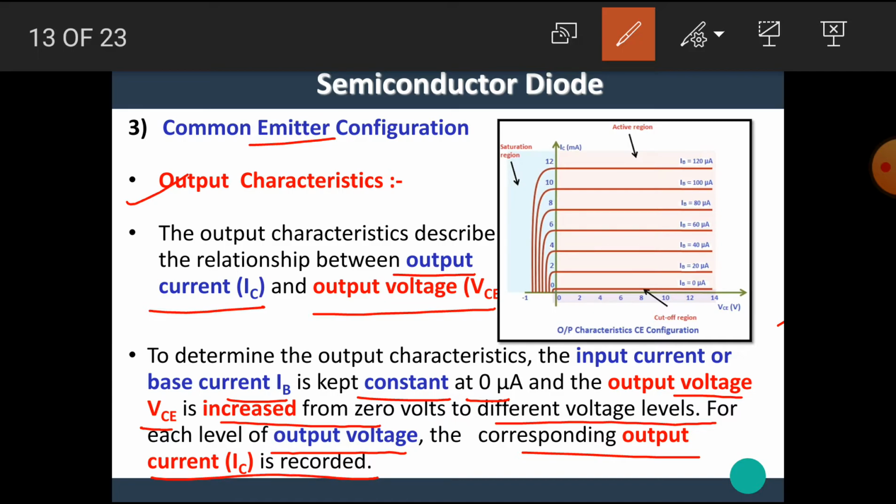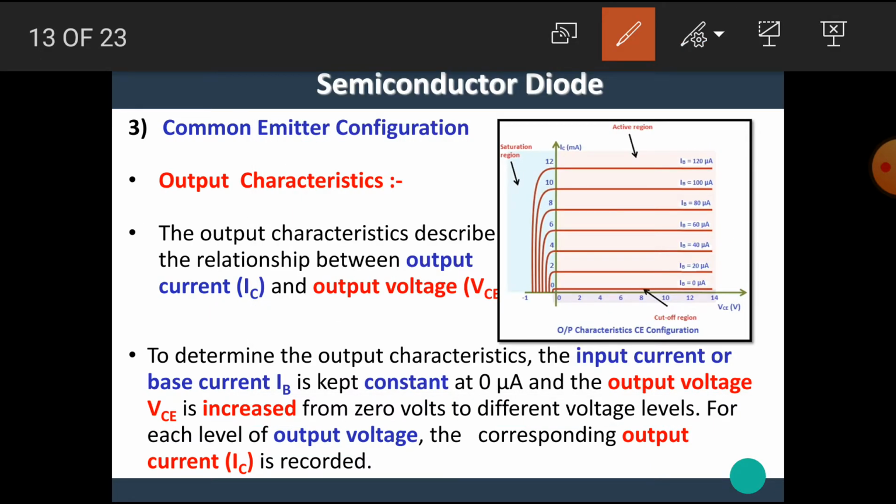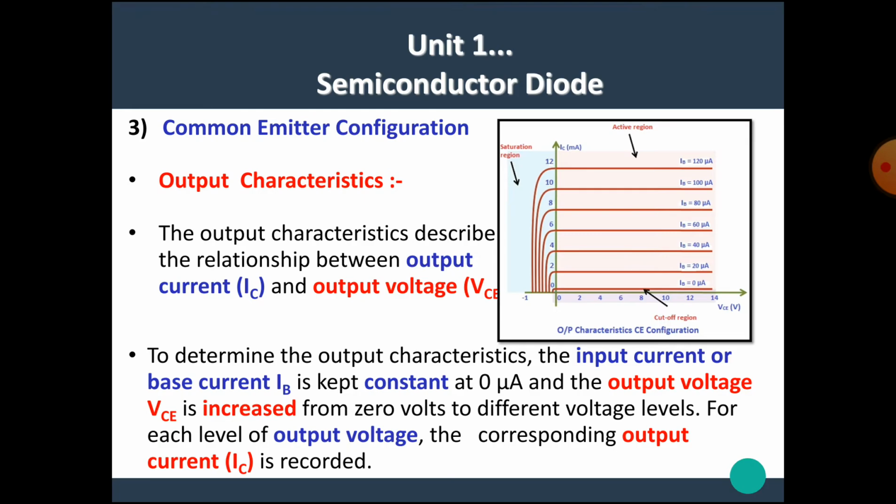That means the output characteristics is the graph of output current versus output voltage, while the input current is kept constant. The first case is 0 microampere, second is 20 microampere, third is 40 microampere, and for each constant value of the input current we get different lines or different regions. Okay, let's see.